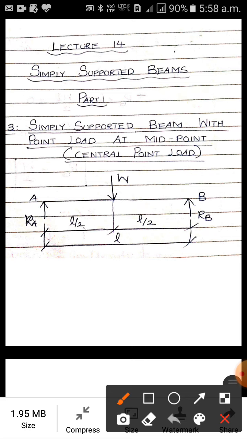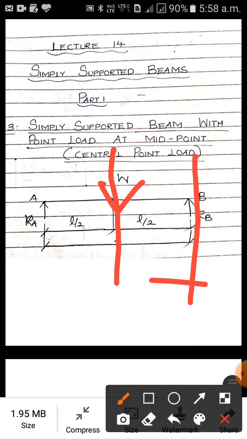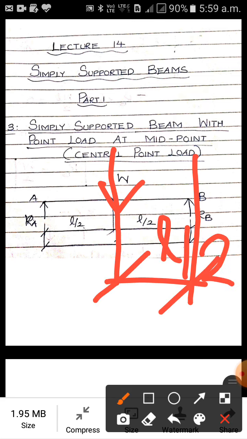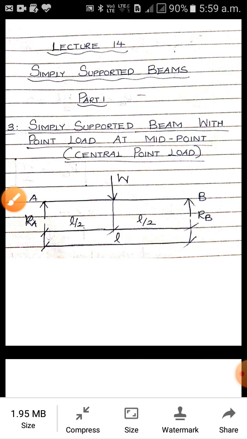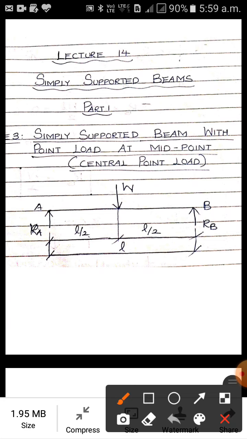What is the next force? Next force is W, which is acting downward. So W into L by 2. That is the second one. So first one RA into L, second one W into L by 2. And third, you also have the reaction RB. Now RB is acting at the point B. So what is the distance between RB and B? It is going to be 0.